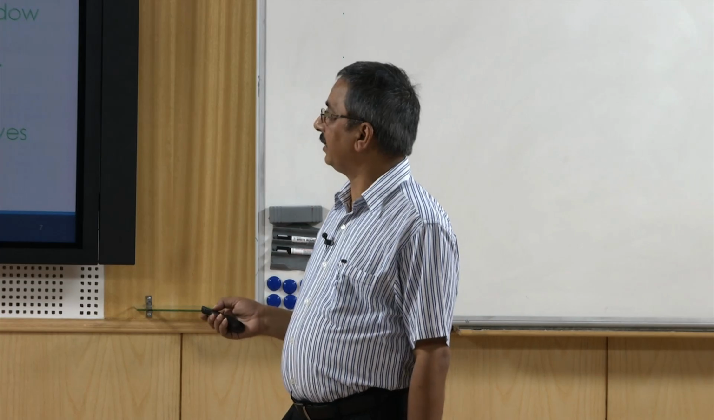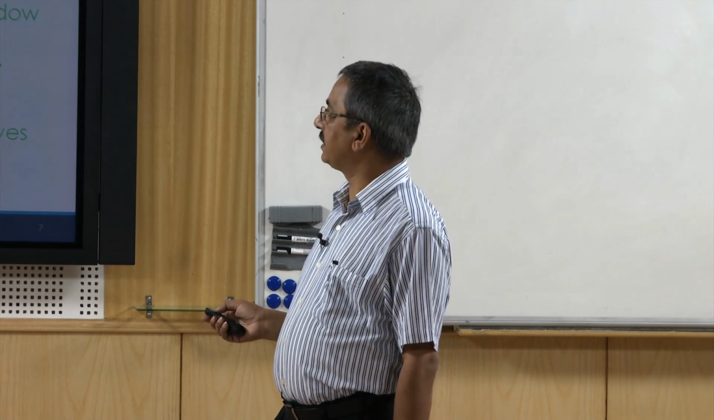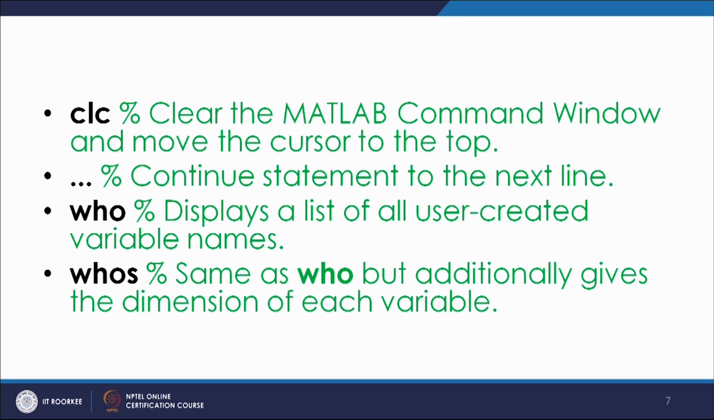Likewise, there are some other important commands, say CLC, which clears the Matlab command window and moves the cursor to the top. Then the 3 dots are basically used to continue a statement to the next line. Then we have the who command, which displays the list of all user created variable names, and whos is the same as who, but additionally gives the dimension of each variable.